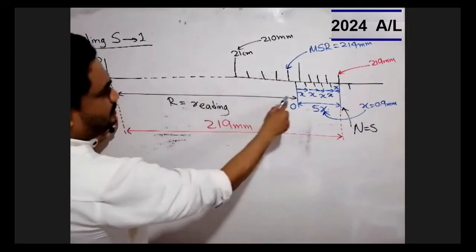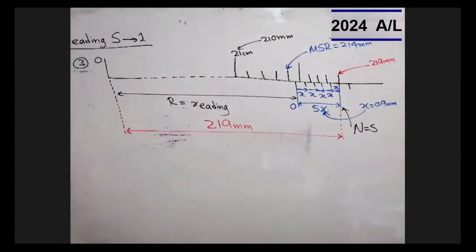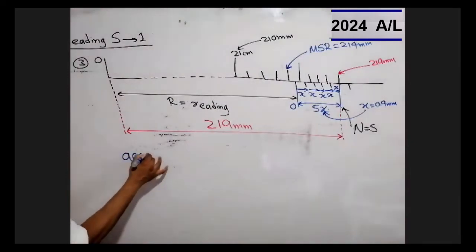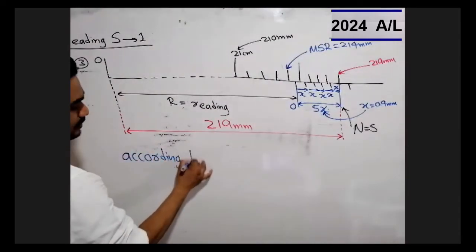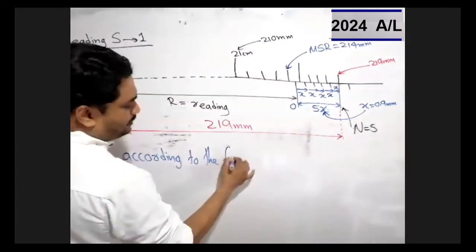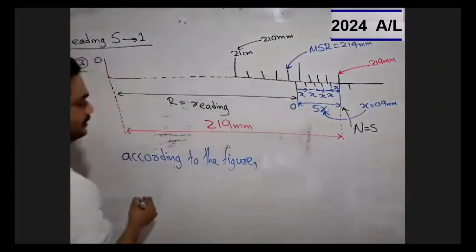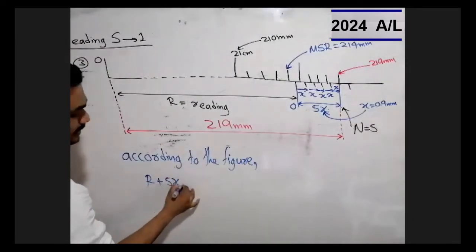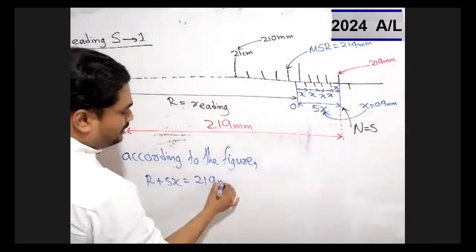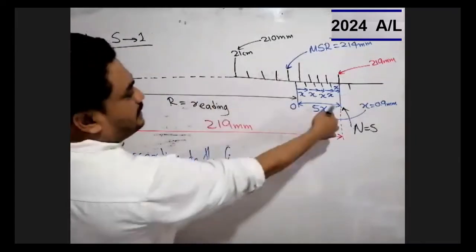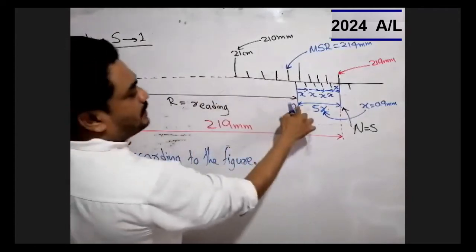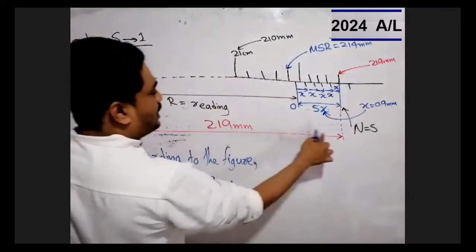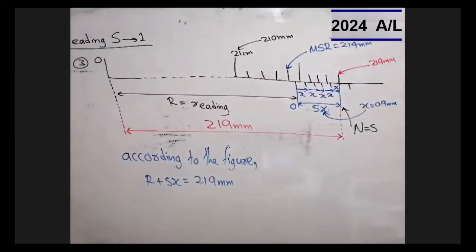R plus 5x. Am I right? So I can write that according to the figure, R plus 5x equals 219 millimeter. According to the vernier scale, this length is R plus 5x. According to the main scale, that is 219 millimeter. Can you do the rest and find R here? Sometimes you may have obtained the answer, but I'm really happy if you write my answer separately with this very big figure. Got it?